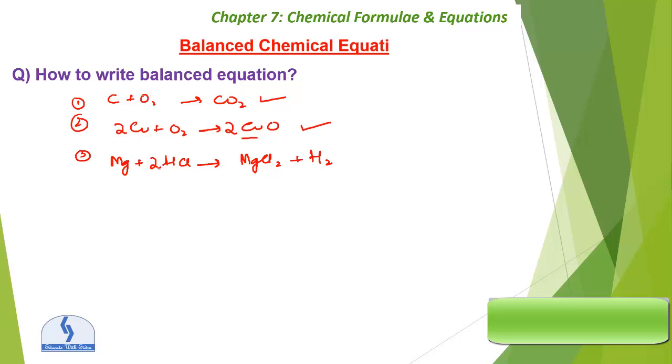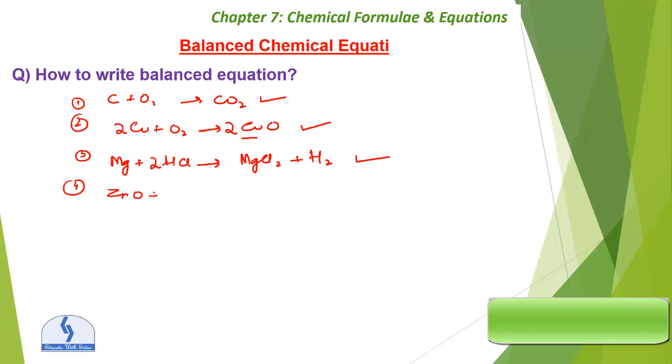Now what about the chlorine atoms? There are 2 atoms of chlorine. On the right hand side again there are 2 atoms of chlorine, balanced. What about magnesium? On the left hand side and on the right hand side only 1 atom of magnesium on both sides, in the reactant and the product side. So magnesium is also balanced. Magnesium is balanced, hydrogen is balanced, chlorine is balanced. So the equation is balanced.